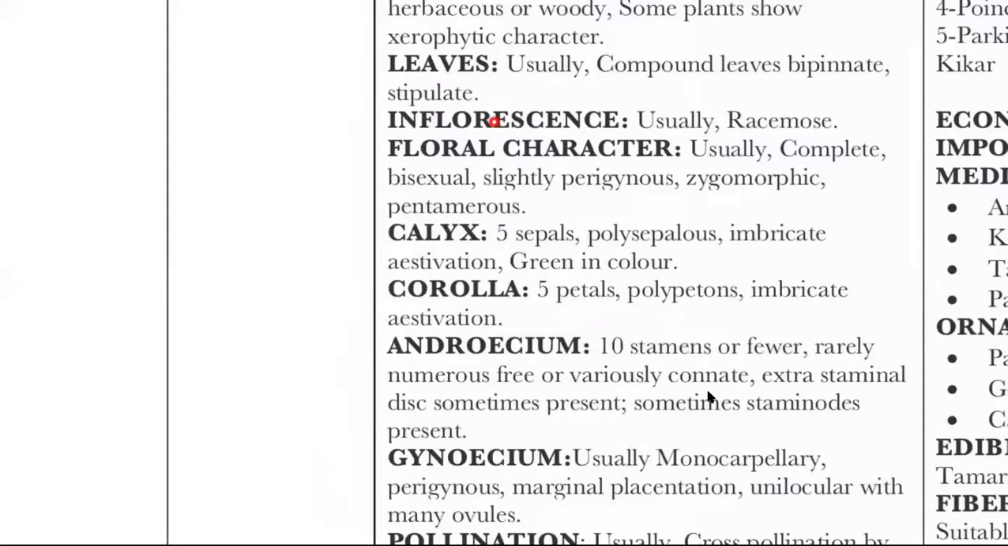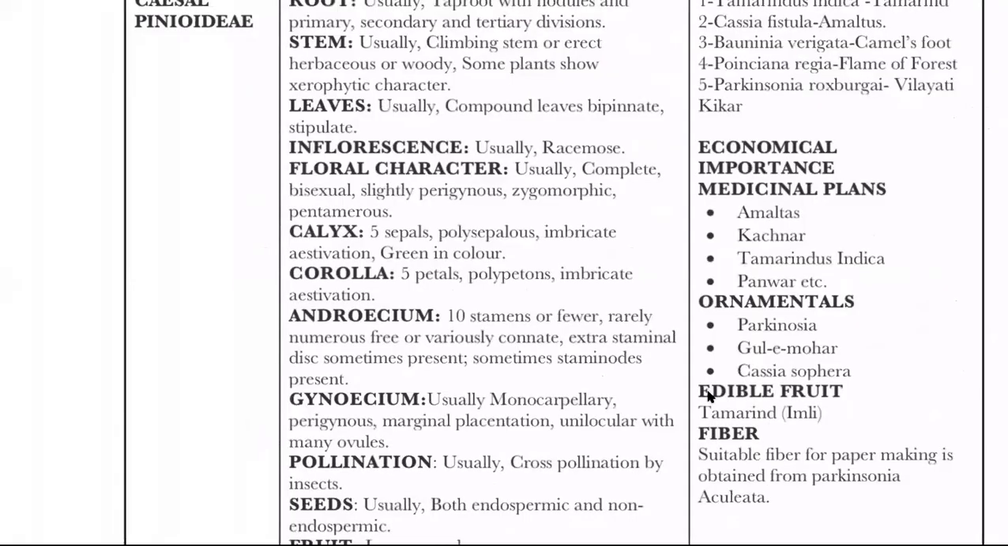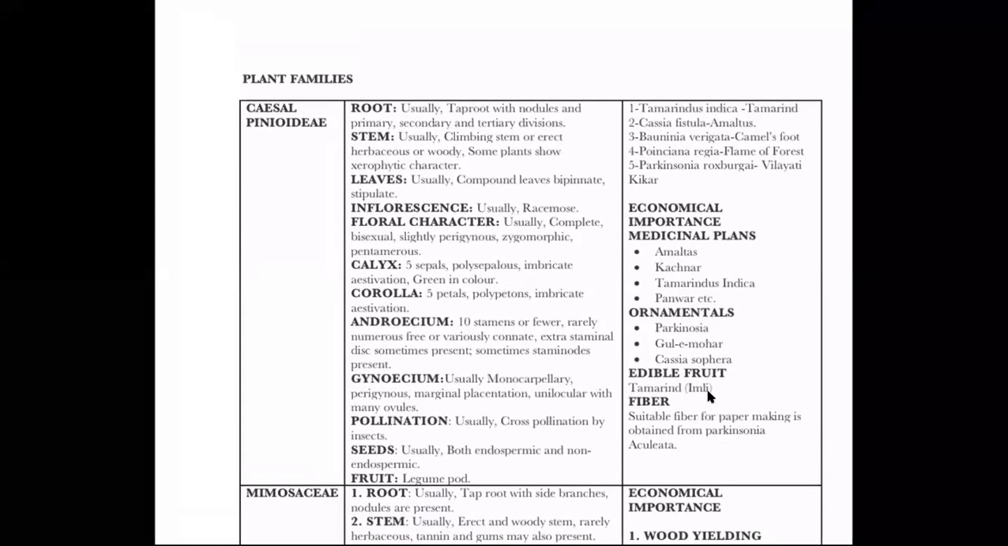So now we come to the plant families, which is the major portion of this chapter. Okay. The first family that we're going to do is Caesalpinioideae. Okay. The roots are usually taproot with nodules and primary, secondary, tertiary divisions.